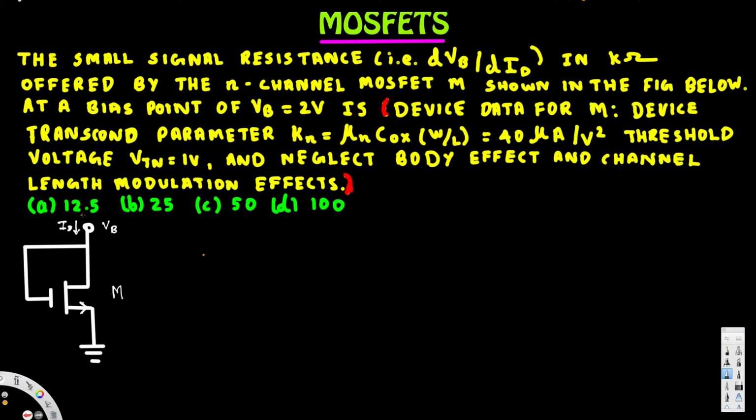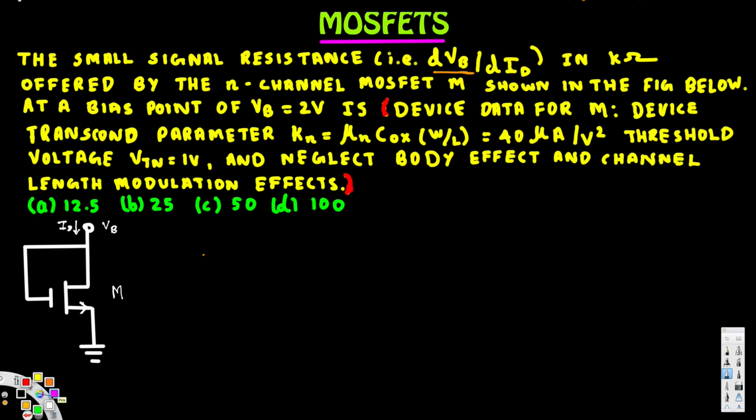Okay, here we have 4 options. Now let's see what we are going to get. First of all, we know that the drain is connected to the gate. Here the drain is connected to the gate, so this will act as a two terminal device giving us variable resistance. That's why we can calculate the resistance using this formula dVb by dId.